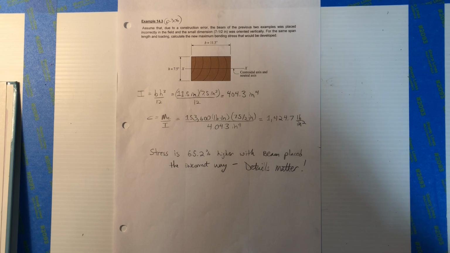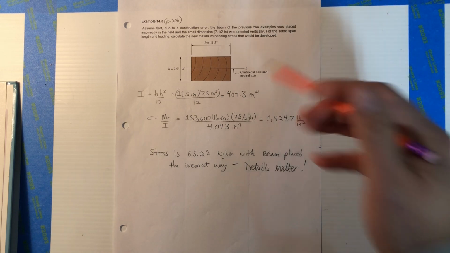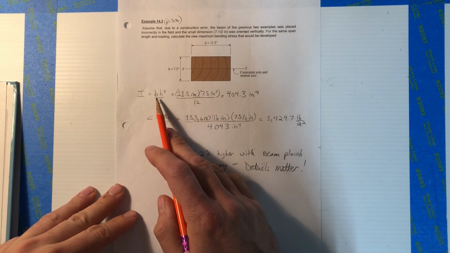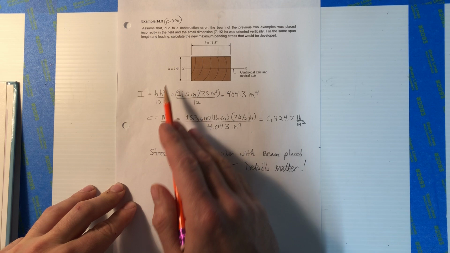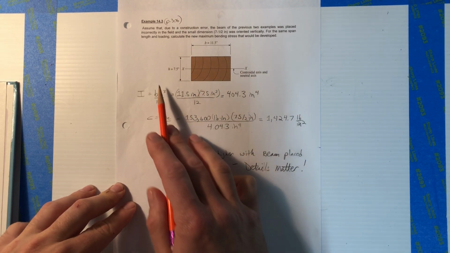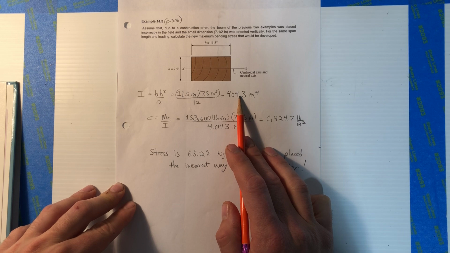For the same span, length, and loading, so 16 feet apart, 400 pounds per foot, calculate the new maximum bending stress. So the bending stress of the last problem we calculated to be 929 psi, right? So here, all this is going to do is the moment of inertia calculation stays the same, but now the base is the long dimension and the height's the short one.